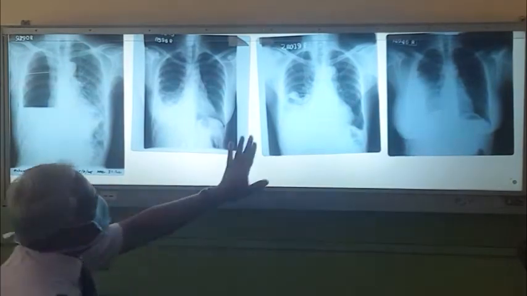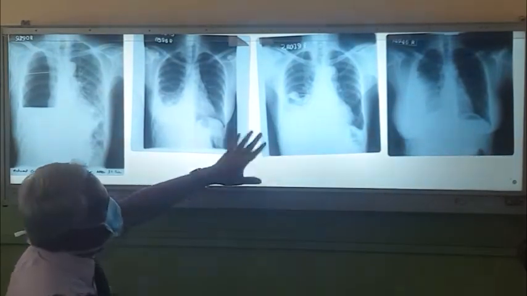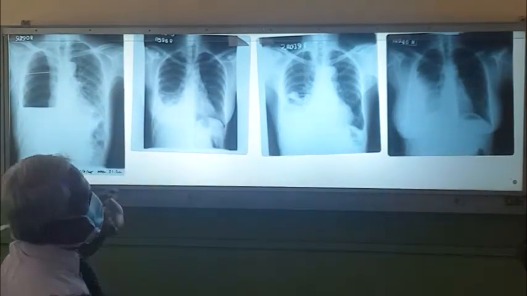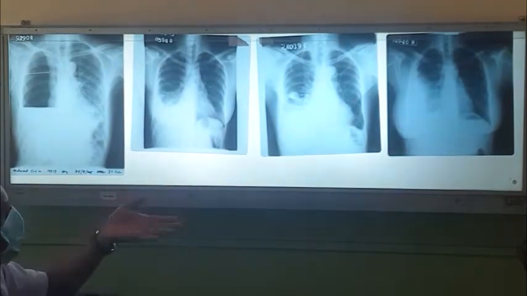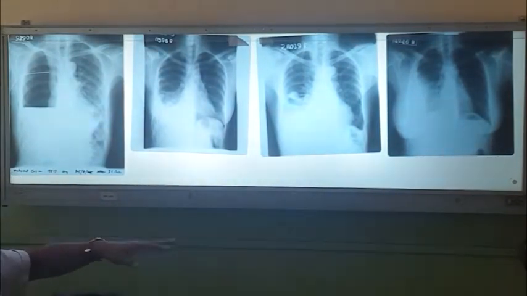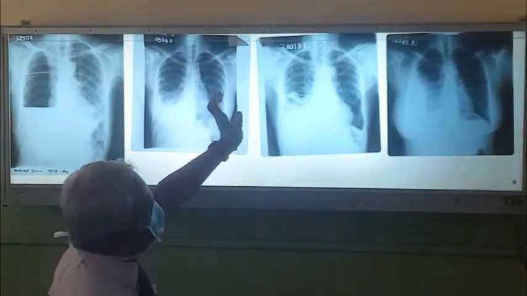And this rounded opacity is not a tumor. What happens with pleural effusion is sometimes these fluids get collected in the oblique fissure or transverse fissure. So it is called a pseudotumor. It's not a tumor actually, right?